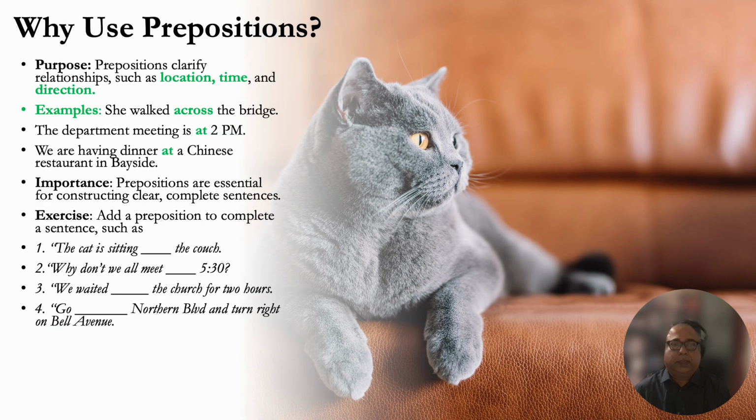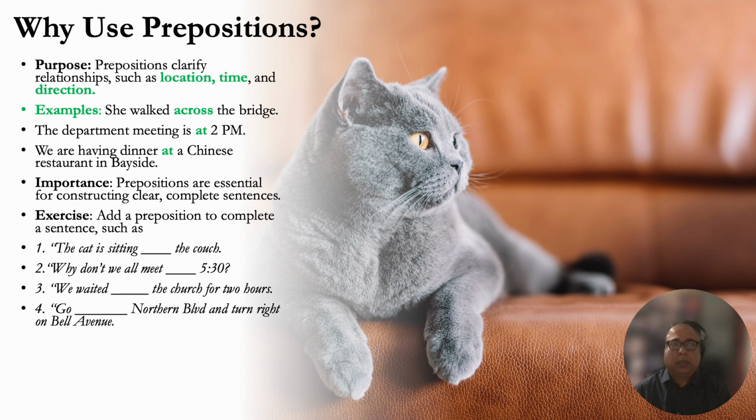Okay, great. So you may be wondering why we need to use prepositions in English, correct? As I mentioned before, prepositions clarify a location or a certain time and direction. For example, she walked across the bridge. The word across is a preposition. It shows the direction in which the person was walking. Okay. The department meeting is at 2 p.m. What time? It's at 2 p.m. Or we're having dinner at a Chinese restaurant in Bayside. So where are we having dinner? At a Chinese restaurant. Okay?